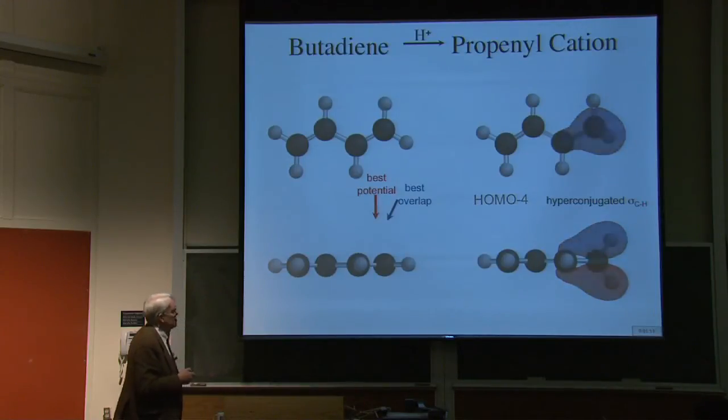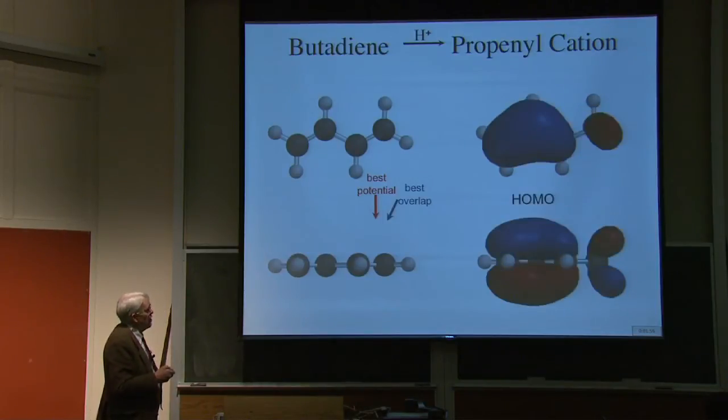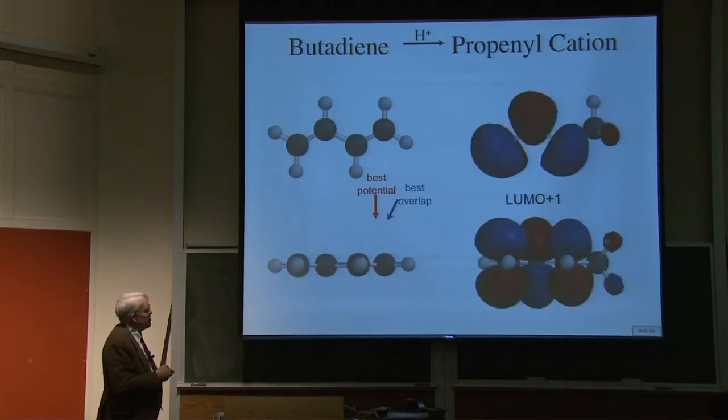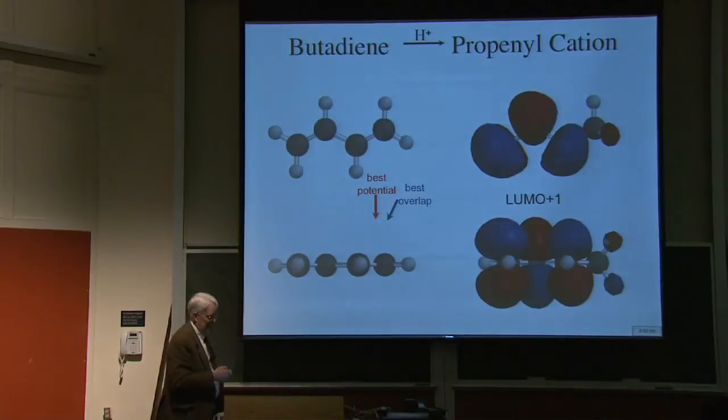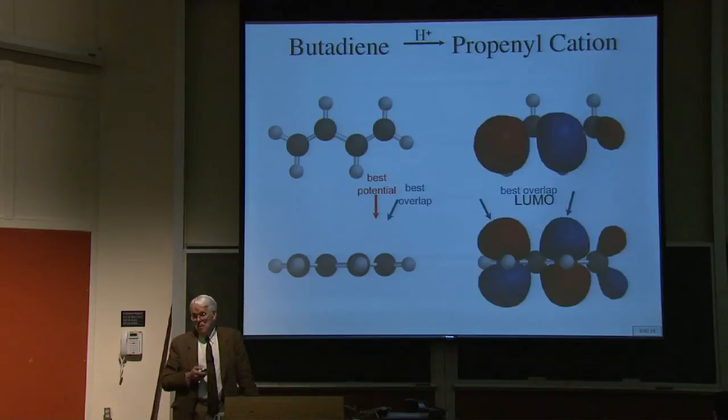Now how about the rest of them? Here's the HOMO, it's pi. Here's the LUMO, 1 node. And here's the LUMO plus 1, 2 nodes among those 3 p orbitals. So that's the propenyl cation. There's the LUMO that you're going to want to attack if you're the bromide, right? So you could attack at either end, not at the middle.